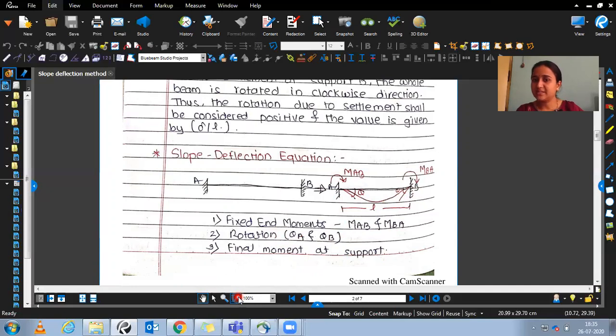First one is fixed end movements. These fixed end movements are because of the end condition. There is an end condition and applied load, and because of the rotation theta A and theta B, we are going to find out some final movement at the support. Okay, so this will be the outcome of our slope deflection equation.